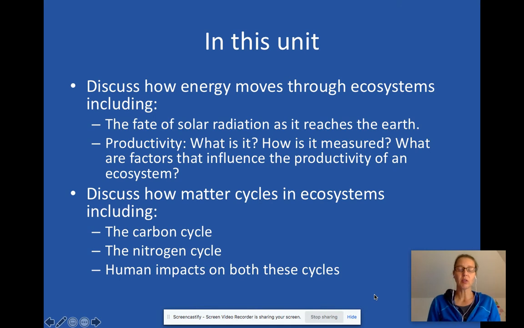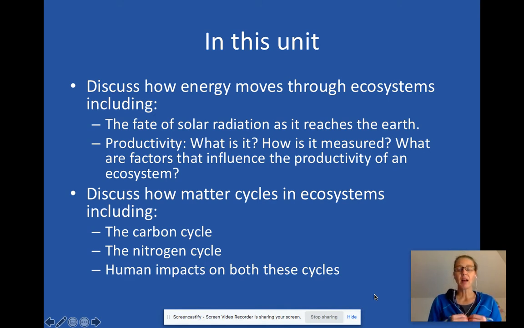You're also going to need to look at productivity. We're actually going to spend a lot of time on productivity. You need to know what is productivity. There's a couple of different types of productivity that you need to know. You need to know how do we measure productivity if we were to do that in a lab. And then what are factors that influence the productivity of an ecosystem? So what are the things that limit productivity? What are things that can enhance productivity?